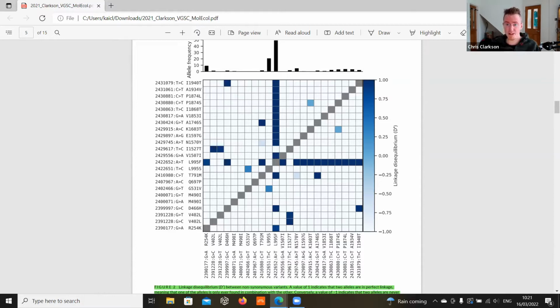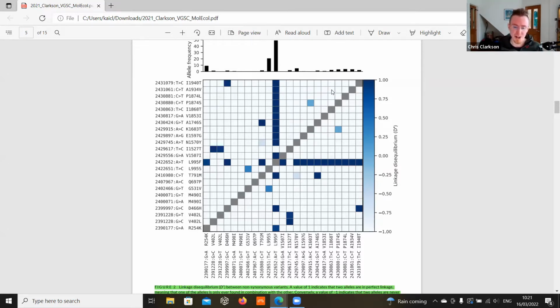so we had this abundance of high frequency non-synonymous variants. And so the next thing we looked at was linkage disequilibrium. So this is basically just asking, do we see an unexpected association between different mutations? Do we see them together more than we would expect? So if we look at this matrix here, these are our 23 non-synonymous mutations on the X and the Y. And so each of these squares is a pairwise relationship between one of these mutations and another one of these mutations.